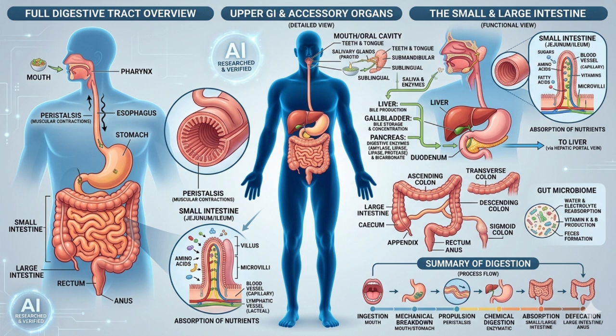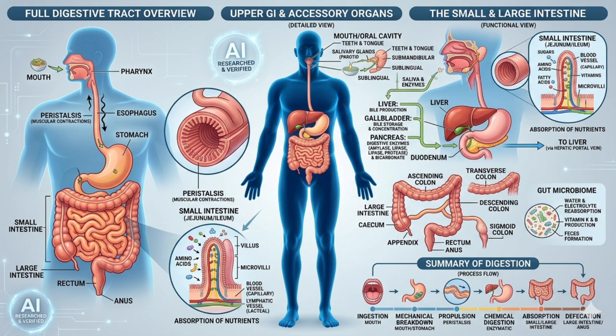4. Small intestine, primary digestion and absorption. Most chemical digestion and nutrient absorption occur here, which is split into the duodenum, jejunum, and ileum. The duodenum receives chyme, bile, and pancreatic juices. Bile, from the liver and gallbladder, emulsifies fats, breaking them into tiny droplets for lipase to act upon.